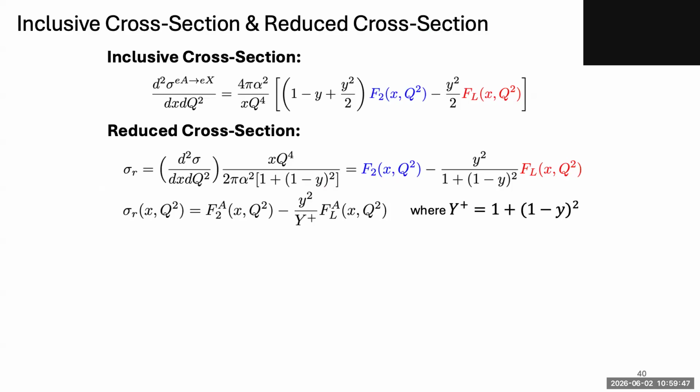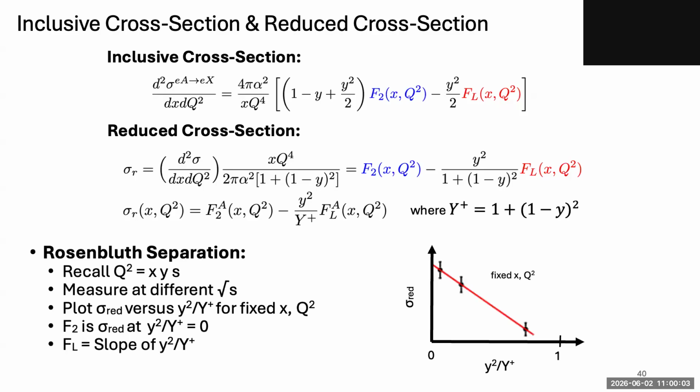So I didn't write all the formulas. This is the inclusive cross-section for DIS. There are many kinematic factors, with y as the inelasticity or the energy of the photons. And then you can also make the reduced cross-section, and of course this is the relation.